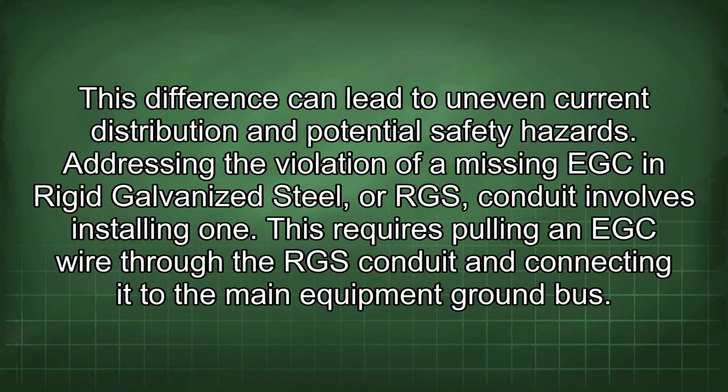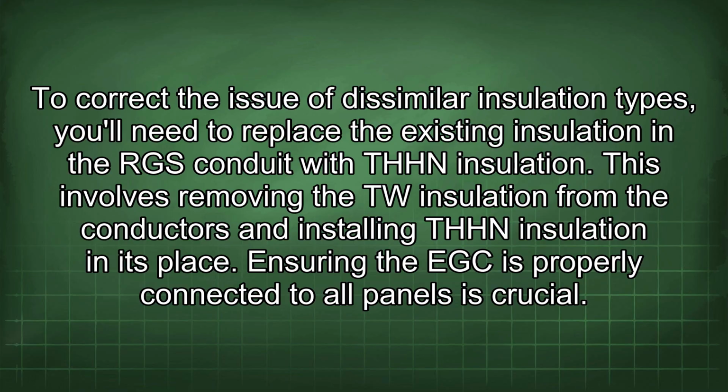Addressing the violation of a missing EGC in rigid galvanized steel, or RGS, conduit involves installing one. This requires pulling an EGC wire through the RGS conduit and connecting it to the main equipment ground bus. To correct the issue of dissimilar insulation types, you'll need to replace the existing insulation in the RGS conduit with THHN insulation. This involves removing the TW insulation from the conductors and installing THHN insulation in its place.